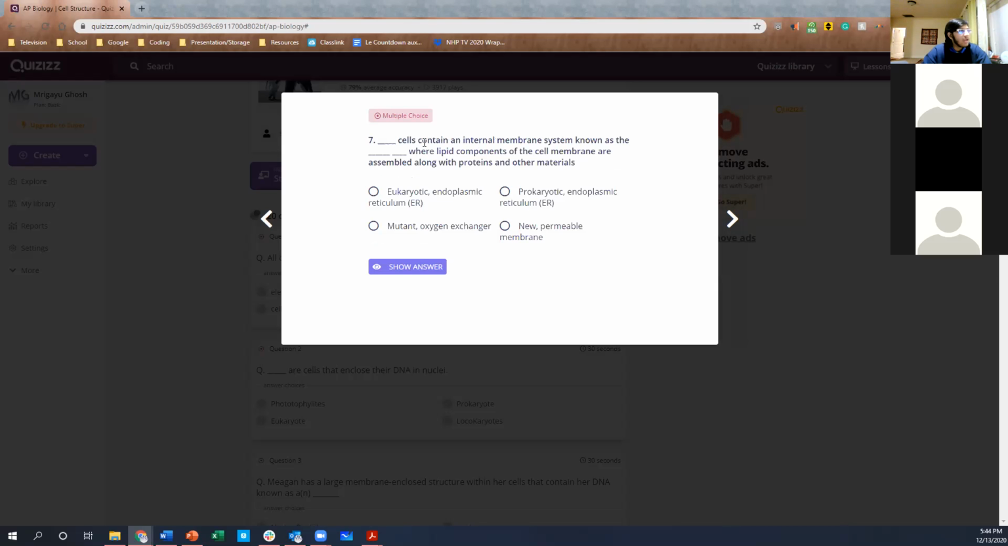Okay. Blank cells contain an internal membrane system known as the blank, where lipid components of the cell membrane are assembled along with proteins and other materials. Okay. Do we know what this is? The first eukaryotic and endoplasmic reticulum. Yes. It should be the endomembrane system. But the ER is where the lipids are formed, actually. But yes, the system itself is called the endomembrane system. That's something you should know.